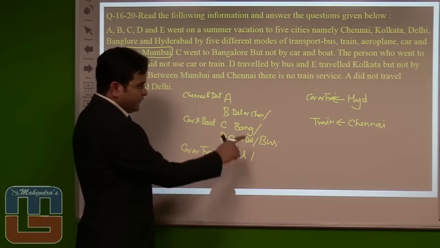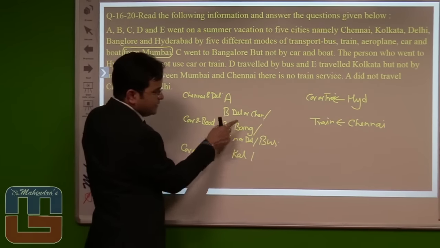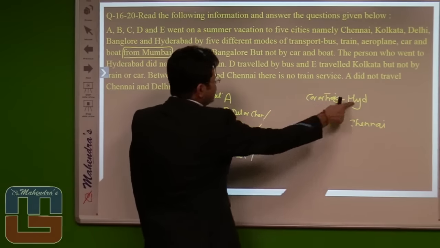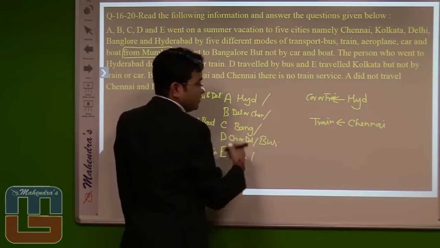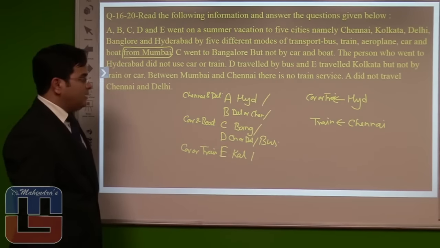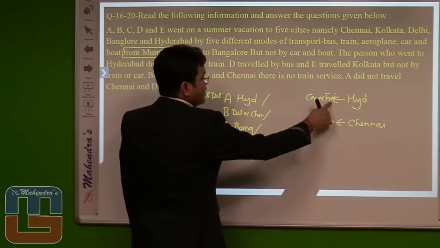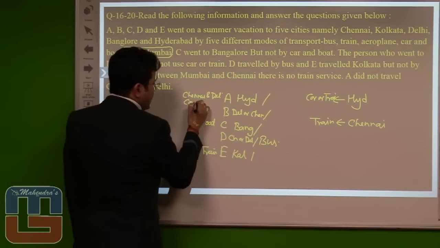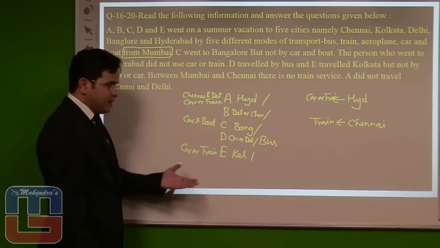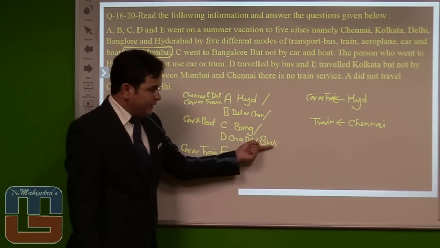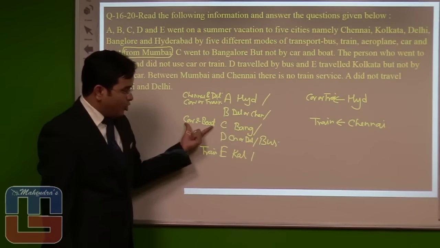Next one. If you have drawn Kolkata, Chennai, Delhi and Bangalore, then Hyderabad definitely will be here only. HYD. And the one who is going to Hyderabad is not going by car or train. Again you have to write negative car or train. Getting it? So again you can check. Bus is here, car and boat.